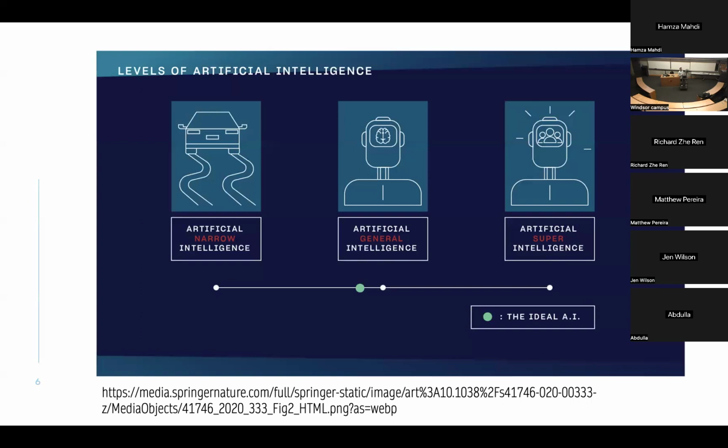And you can see here a green dot. I like this paper. They had this green dot. The ideal AI is one that is very close to human level thinking, but isn't quite human because, again, the ethical implications of having something human-like.